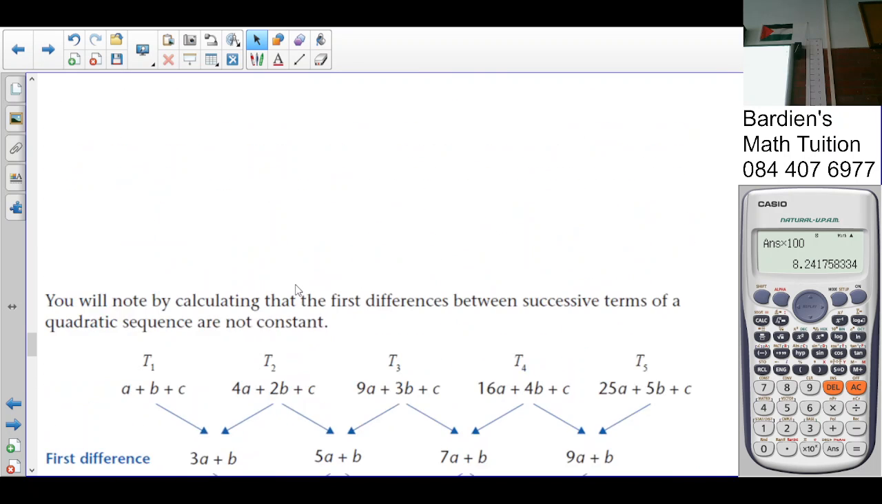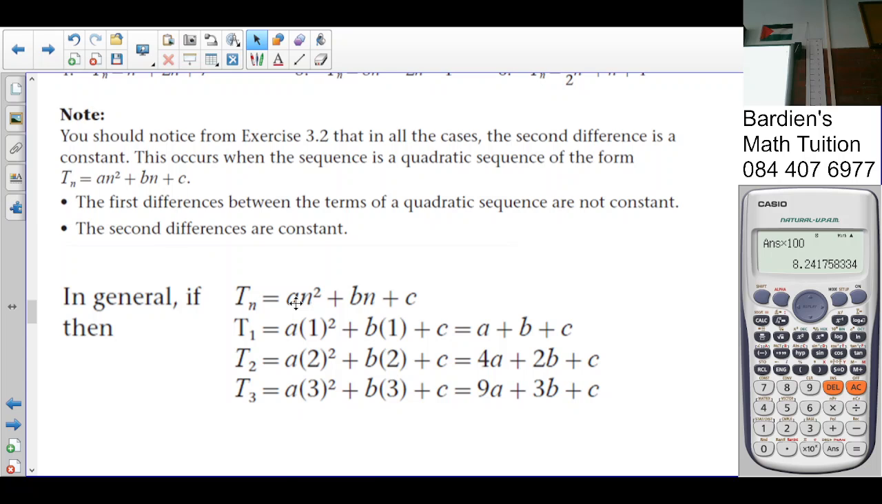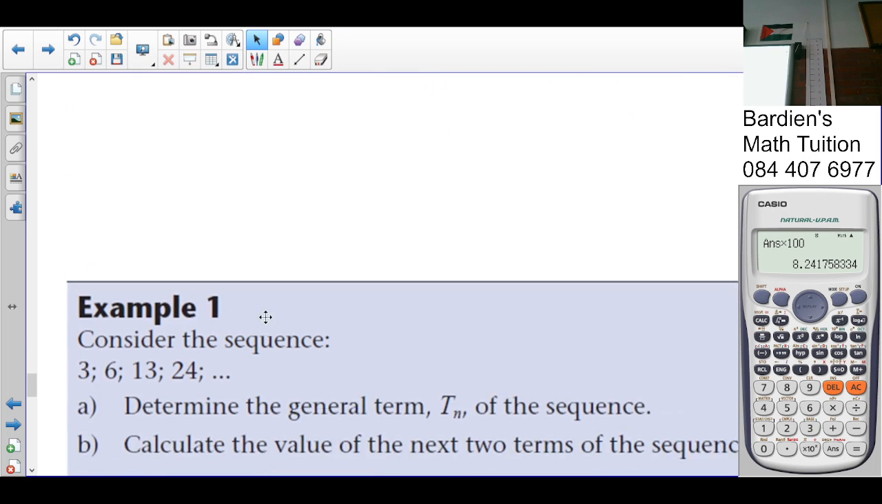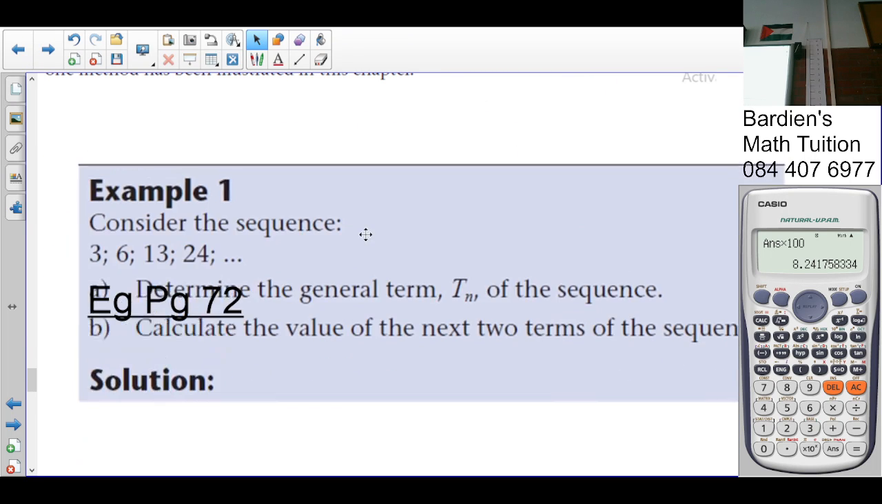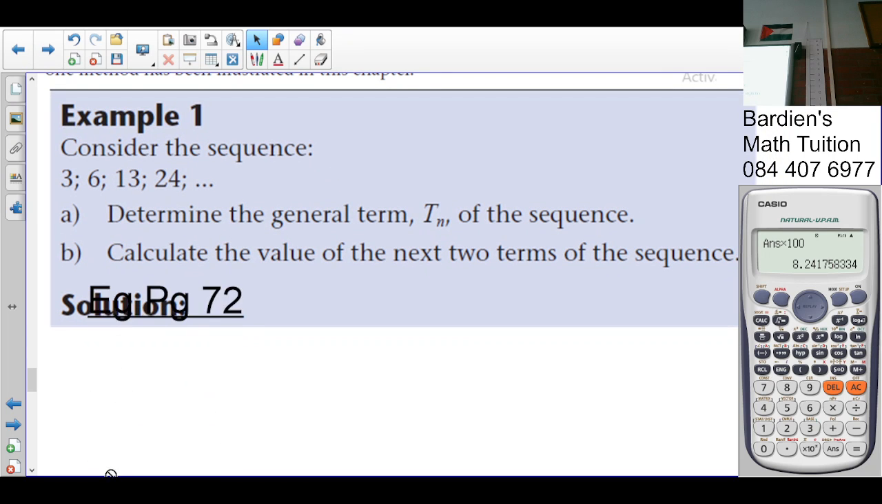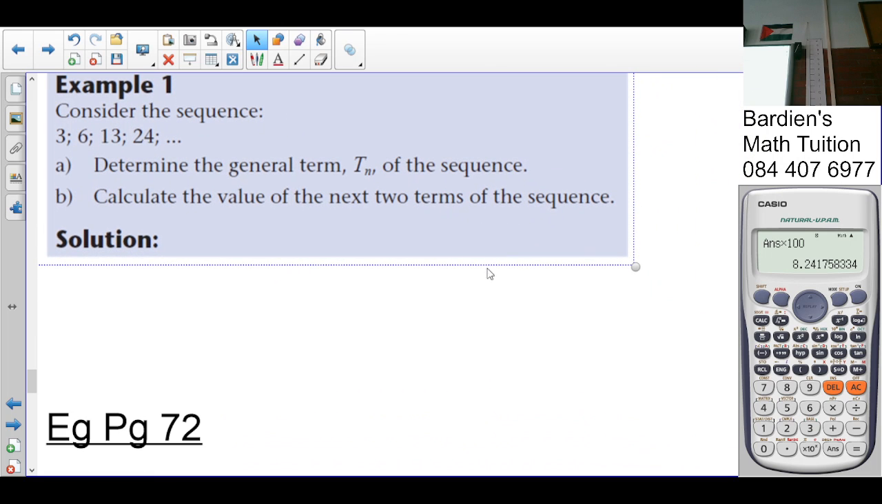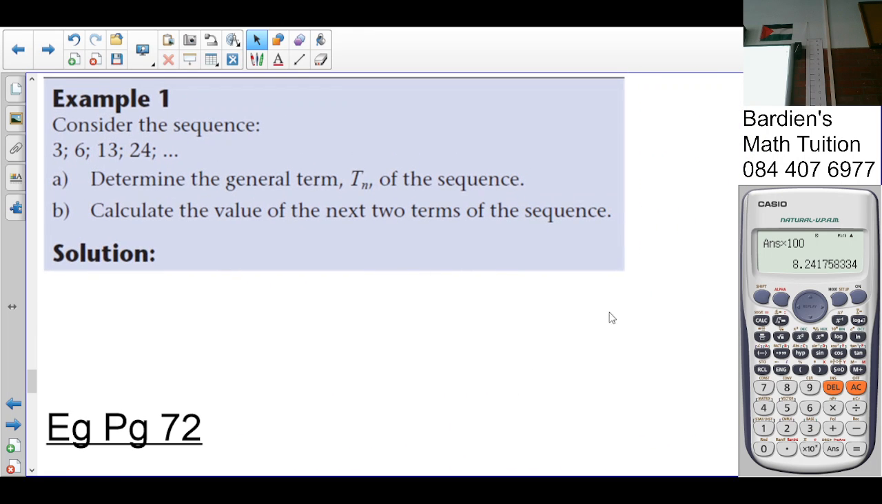Therefore 2a is your second difference. Therefore the a that comes from this formula here, to calculate that is going to be second difference over 2. There are many methods to determine the general term of the quadratic sequence. Only one method has been illustrated in this chapter. Alright, so here's the first example. Now I'll use this method as well. In the past I used to use the other method, but sometimes the learner makes a mistake taking this one step back. In the other method, we calculated c first. However, in this method, we're going to calculate a first, then b, then c.